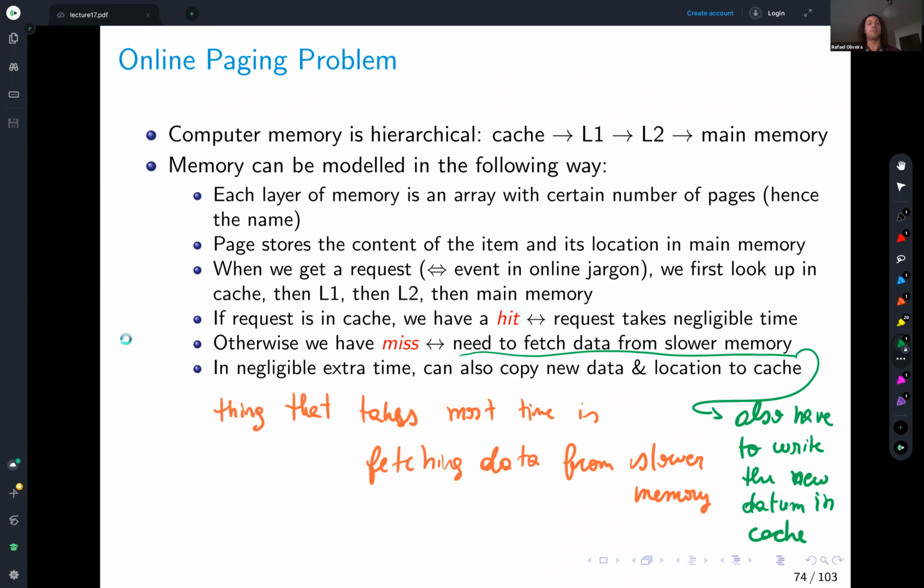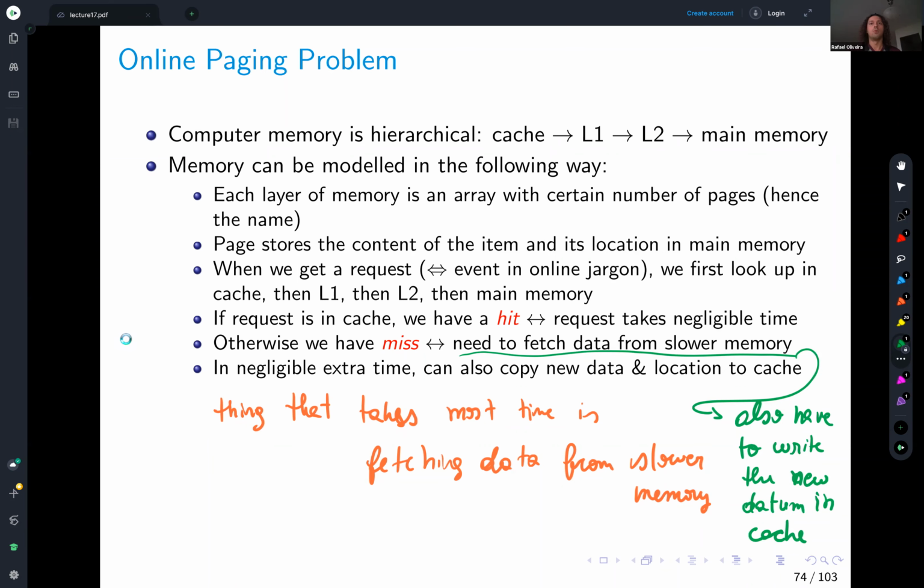Because the cache is giving you the most recently, the most hot things that you have accessed. That's what your cache holds. Does that make sense? So your last requests will have to be stored in the cache. Yeah?